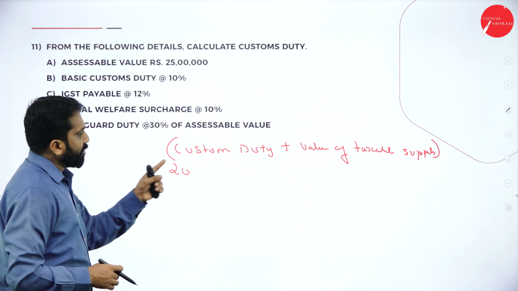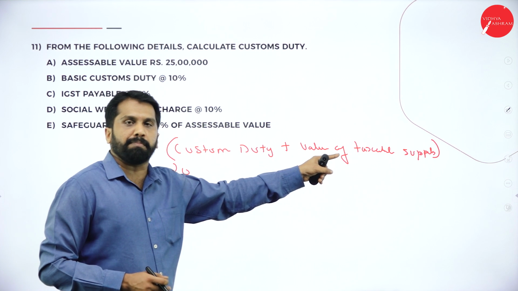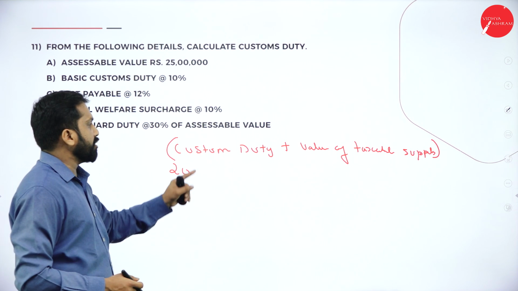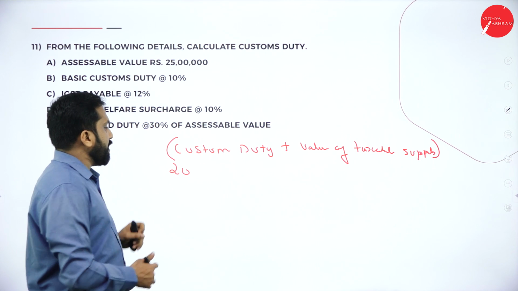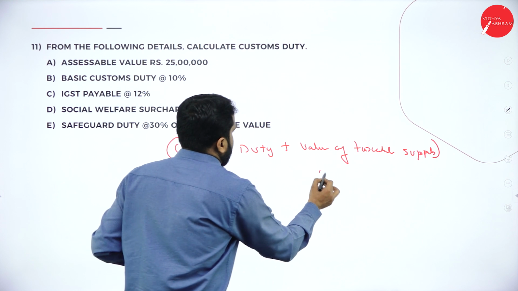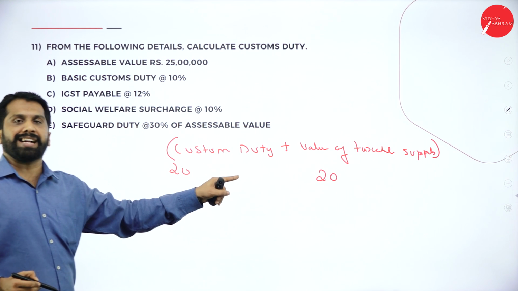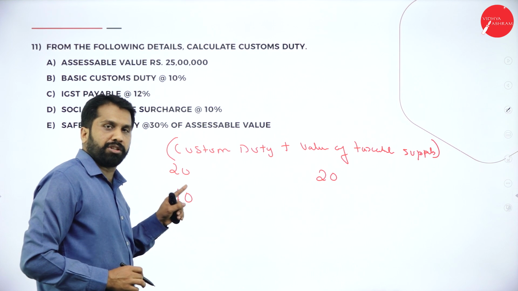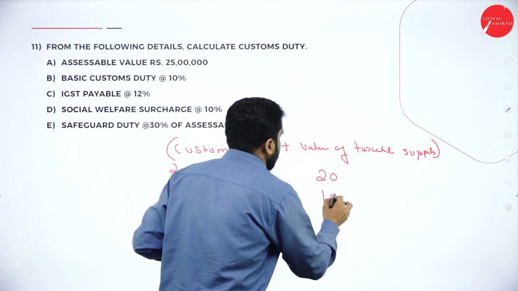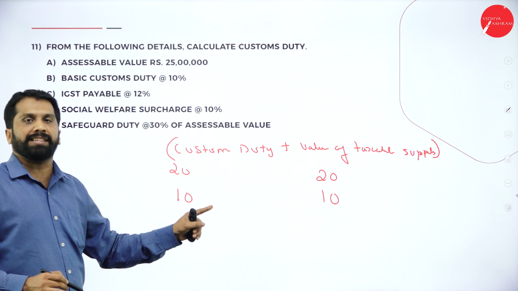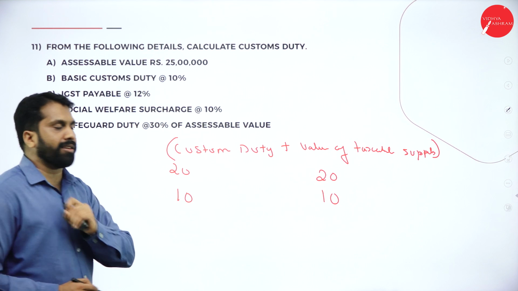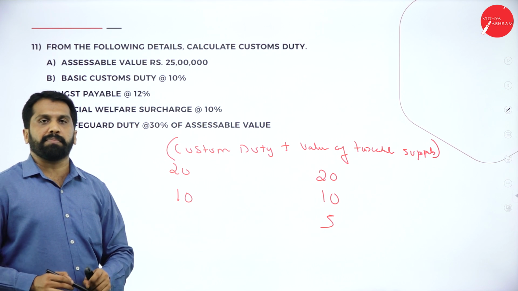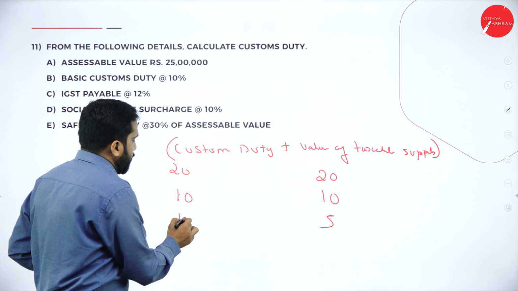Then custom duty and value of taxable supply. Your chapter number last one, 5th or 6th one, and your chapter number 3. Now 20 marks you will get from custom, 20 marks from value of taxable supply. Again, you will get one question for 10 marks from custom duty and one question for 10 marks from value of taxable supply. At least one question for 5 marks from value of taxable supply. So this must be 5 plus 5, 10.